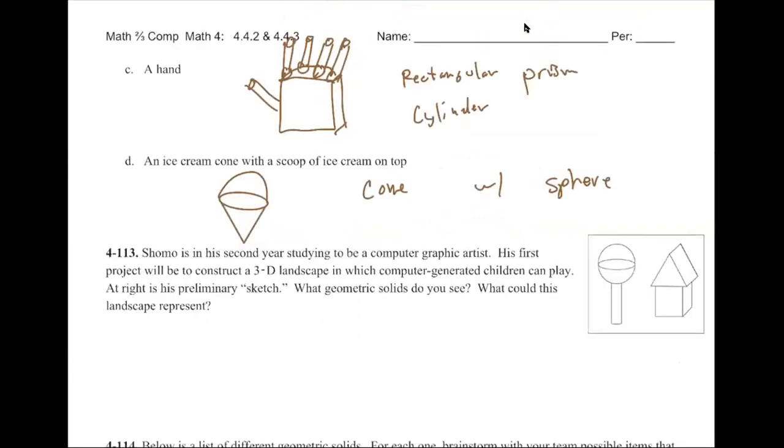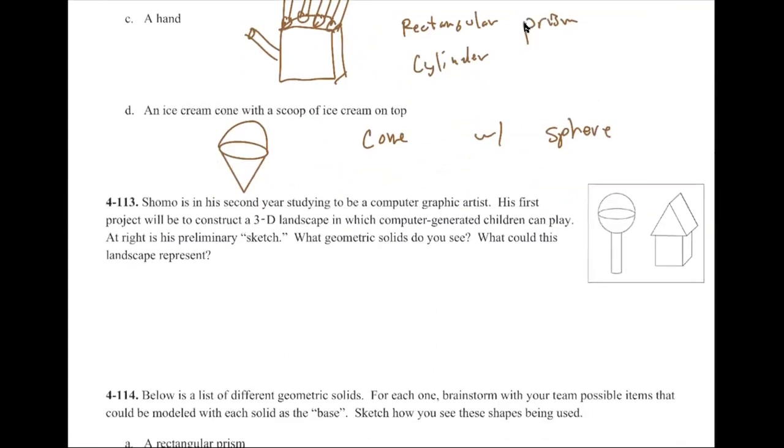Shomo is a second year studying computer graphics. His first project will be to construct a 3D landscape which a computer can play and write upon, where he sketches geometric solids you see. I'll let you do this one on your own. There should be 1, 2, 3, 4. This is the base for that one.